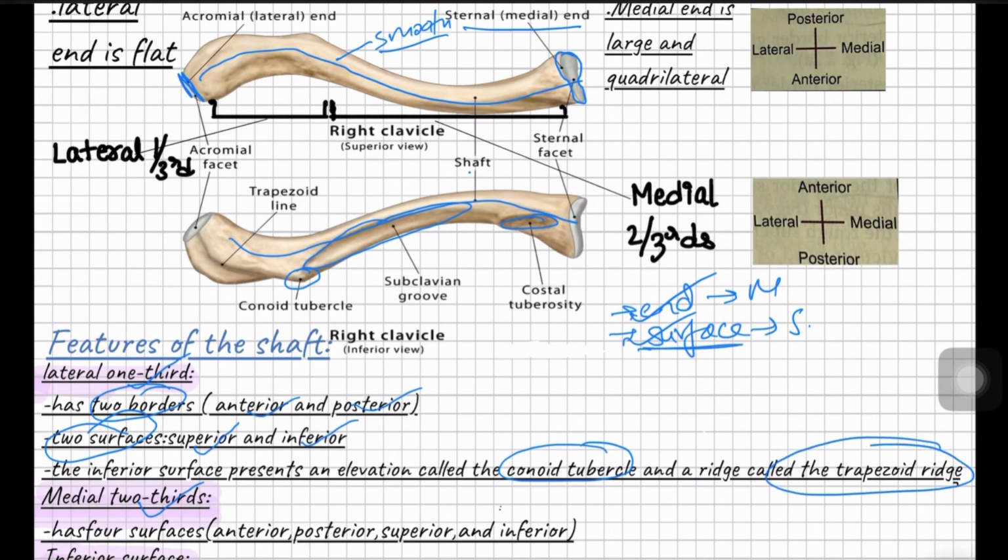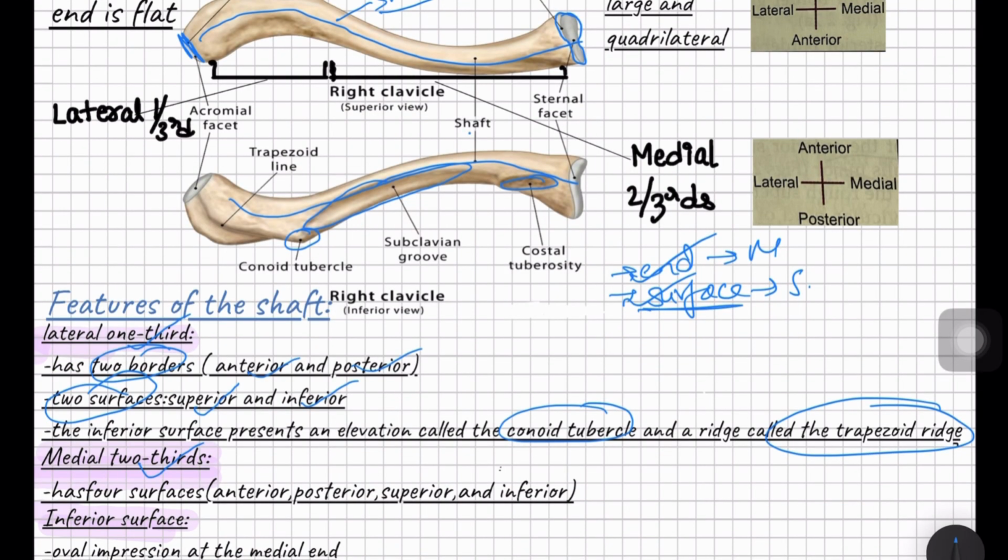Now, talking about the medial 2/3 part, it has no border, and it has four surfaces: anterior, posterior, superior and inferior. In the inferior surface, there are an oval impression at the medial end, that is the costal tuberosity, and the subclavian groove in the lateral half. So these are the features of the shaft.